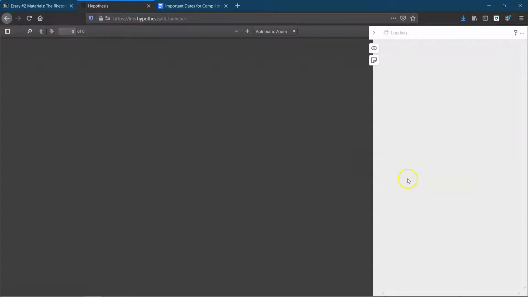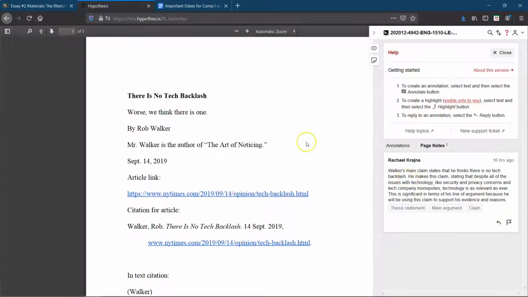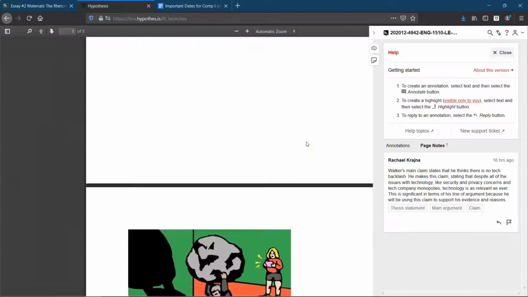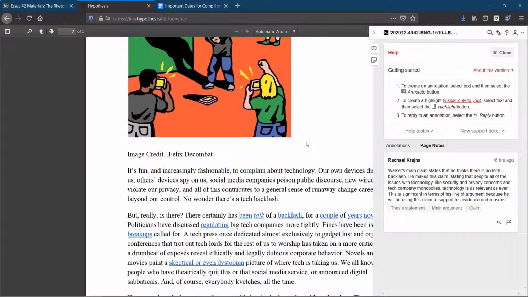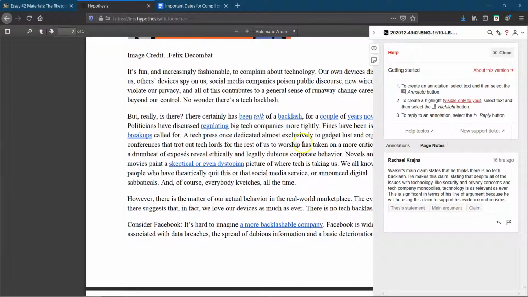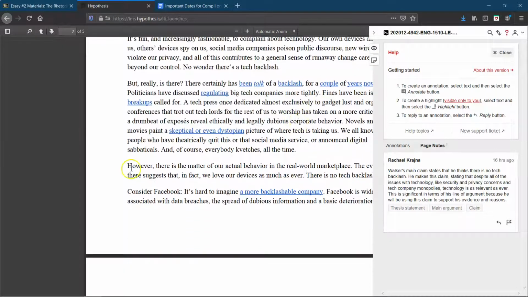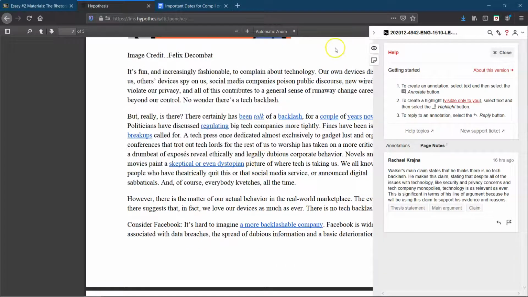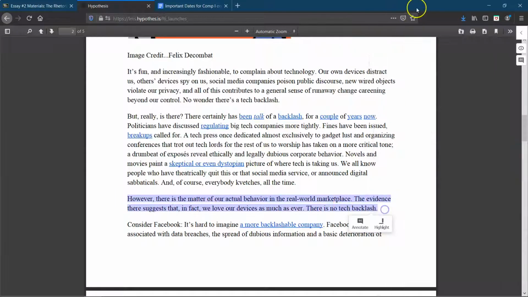So all you do is click on that article link. And I actually have a page note here already for the thesis statement. I did highlight the thesis statement. I'm not sure why it's not showing up, but I'll go ahead and re-highlight it again.